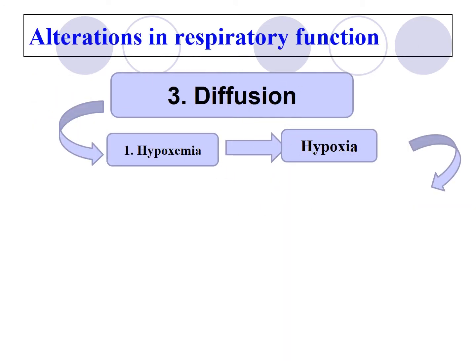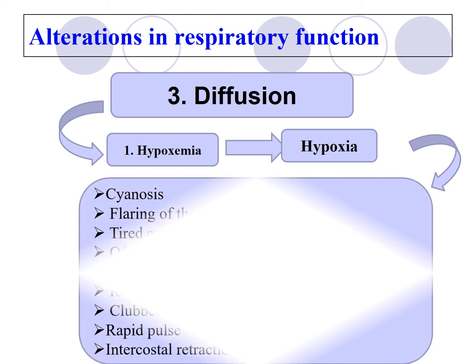Alteration in respiratory function: alteration in diffusion, which is the transfer of air through the membrane of the alveolar sac to the blood. There is what we call hypoxemia or hypoxia. Hypoxemia or hypoxia means that the level of oxygen in the blood will be less than normal.